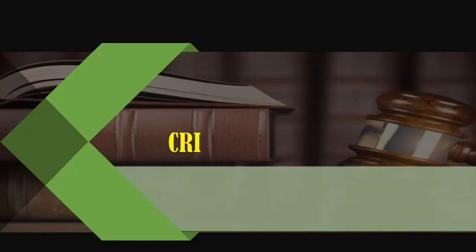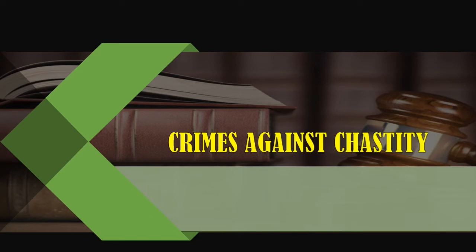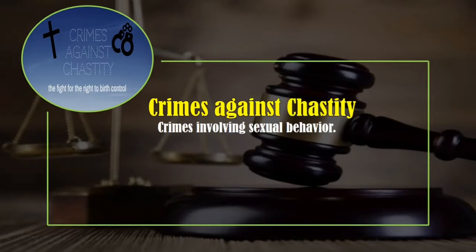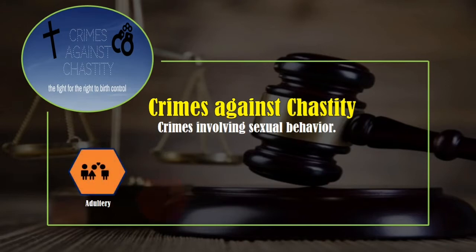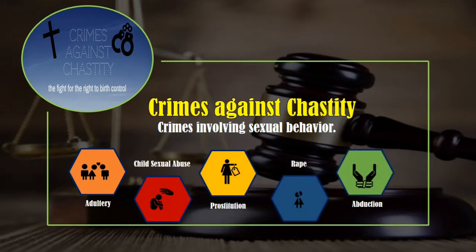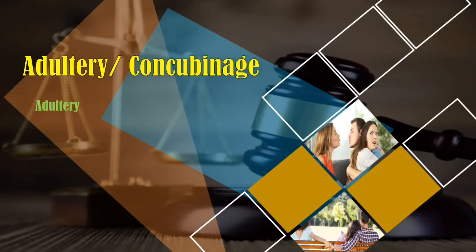Hello class, good morning. Our topic today will be on crimes against chastity. So what are these crimes against chastity? These are those crimes involving sexual behavior. They include but are not limited to the following sexual acts such as adultery, child sexual abuse, prostitution, rape, abduction, and the like. Now let's discuss first adultery or concubinage.